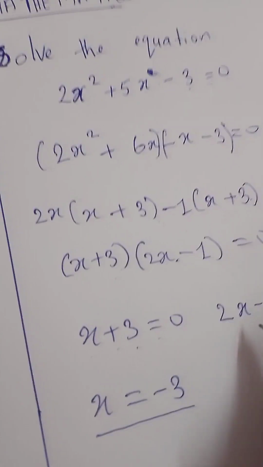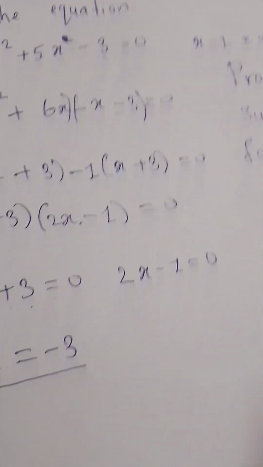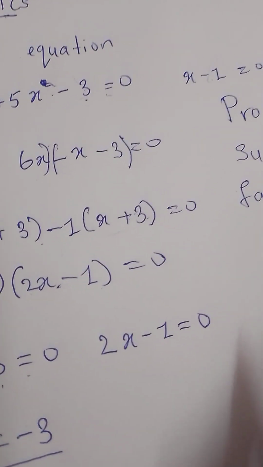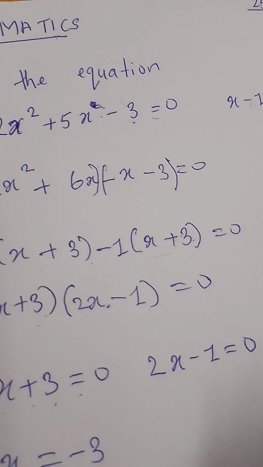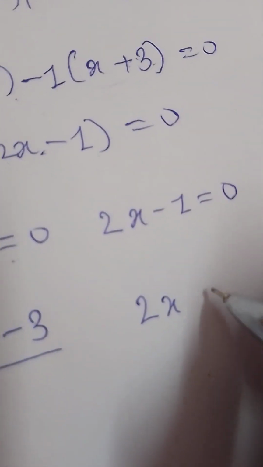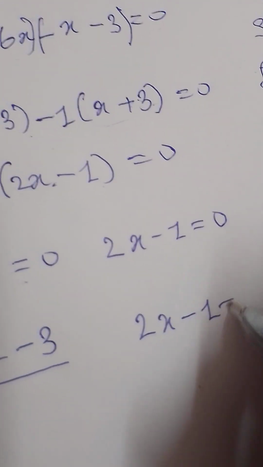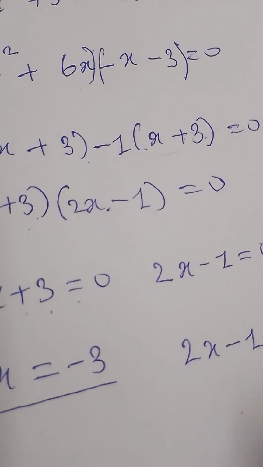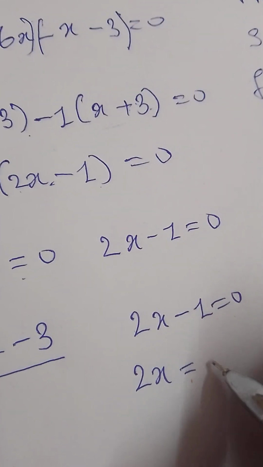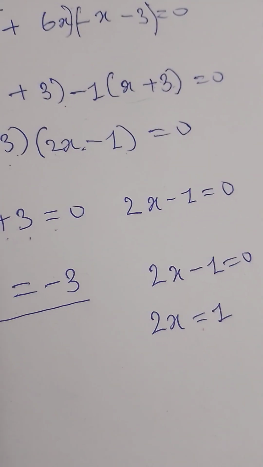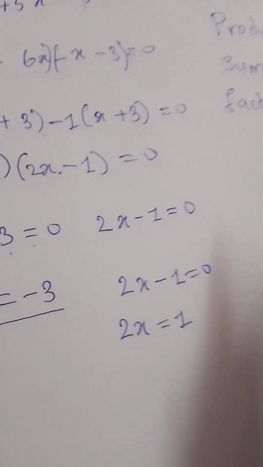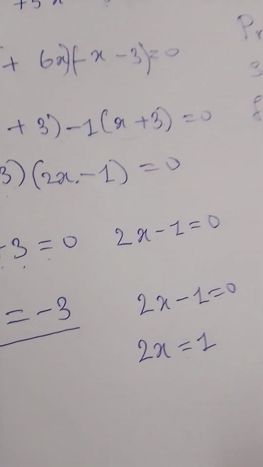Now let's solve for x on the other side. You take 2x minus 1 equals to 0. Looking for the value of x, apply the same rule. We send this negative 1 to the other side, what will it be? 2x equal to 1. After sending negative 1 to the other side, the sign changes from negative to positive automatically.